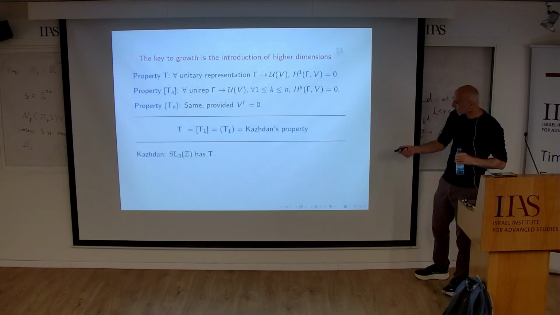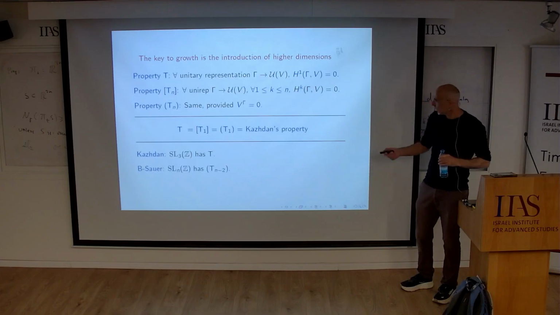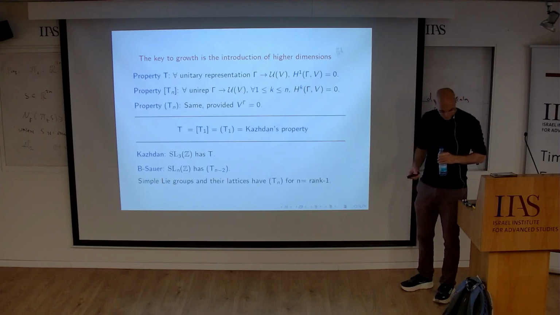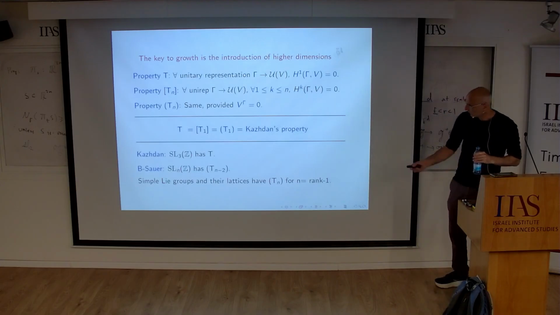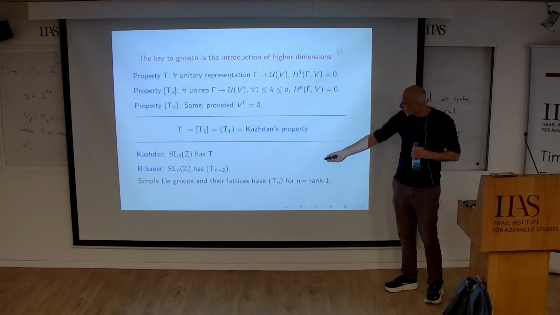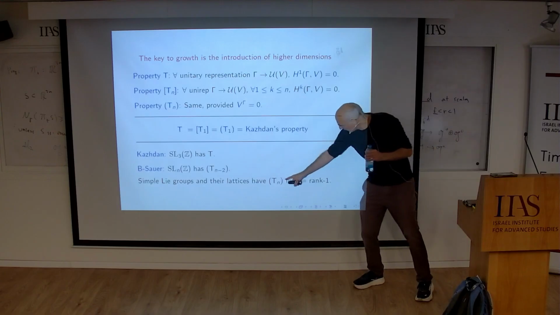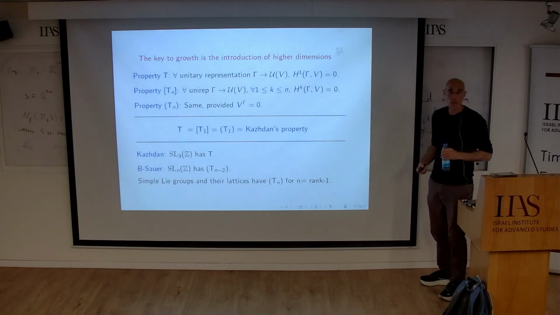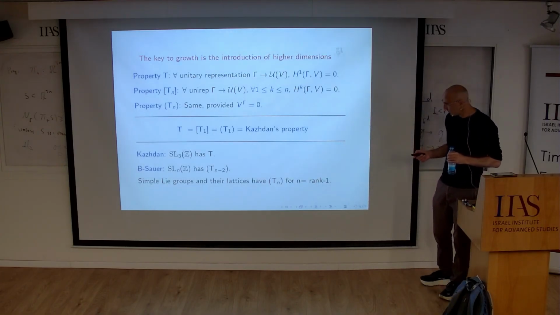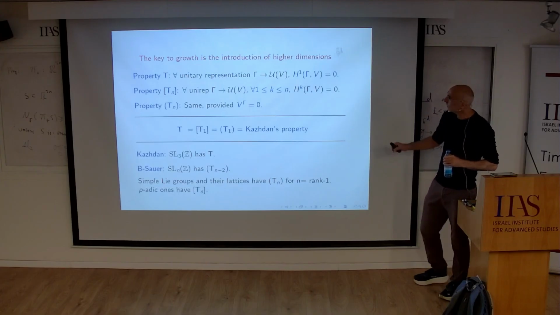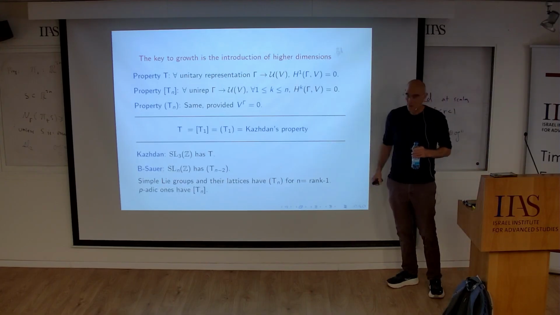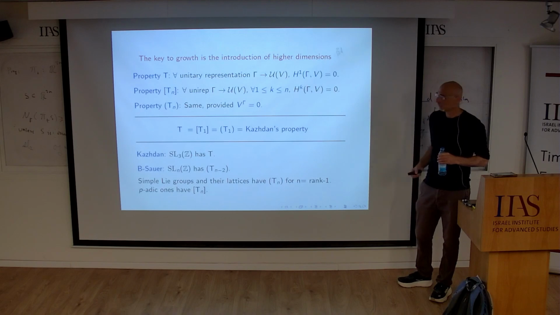Now, Kazhdan showed that SL3Z has T, and with Roman we generalized this, and we showed that SLNZ has Tn minus 2. Really the statement is that Lie groups always have Tn when n is the rank minus 1, sometimes more than that. For p-adic groups, they have the stronger property, the squarish Tn, so I'm not excluding invariants, but they will never have stronger Tn than that. I mean, the n is exactly the rank minus 1.